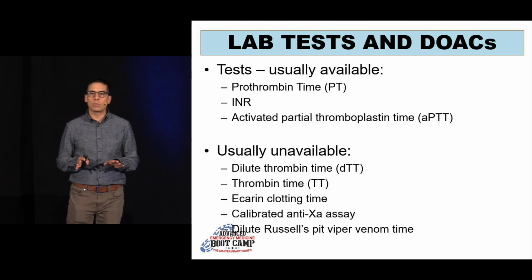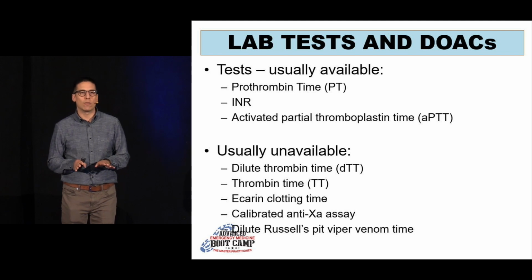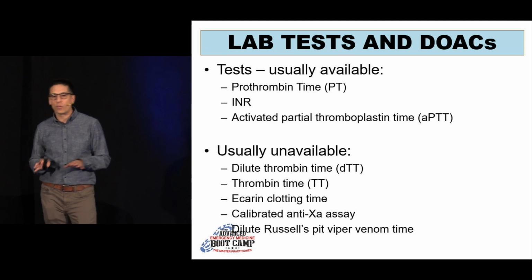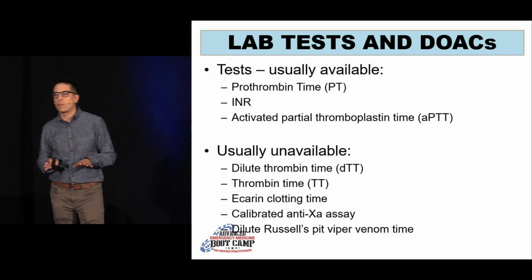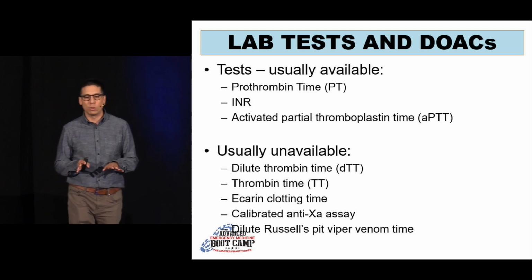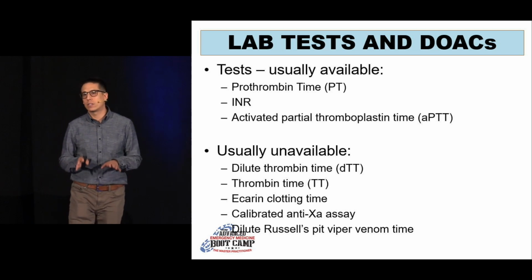Then we have a bunch of tests. Sometimes they're helpful for these drugs, but we don't usually have them. They had them when they were doing these drug trials, right? Things like dilute thrombin time, ecarin clotting time, which is derived from the venom of the viper Echis carinatus. That's pretty cool. Calibrated anti-10A assays, right?